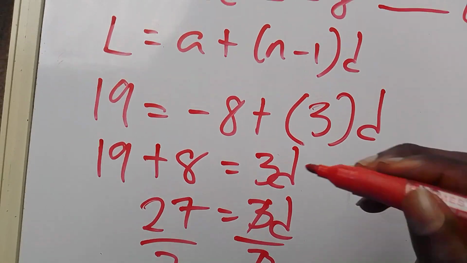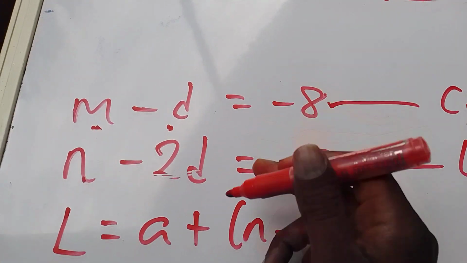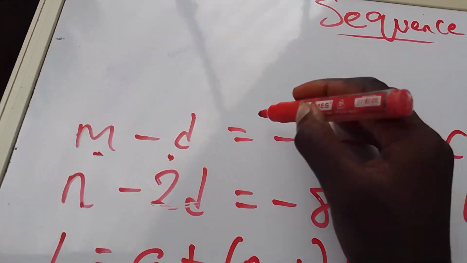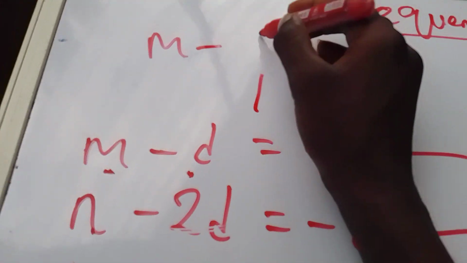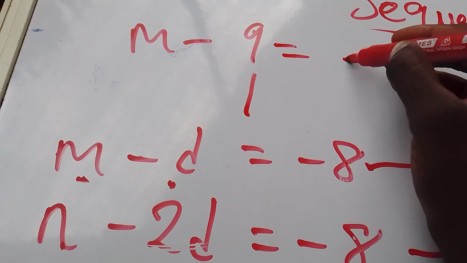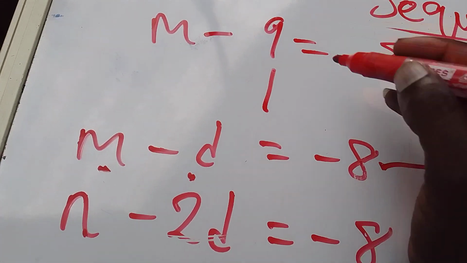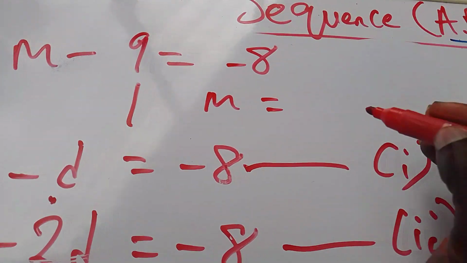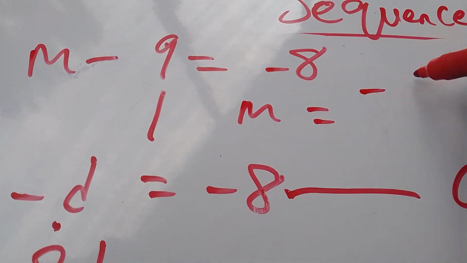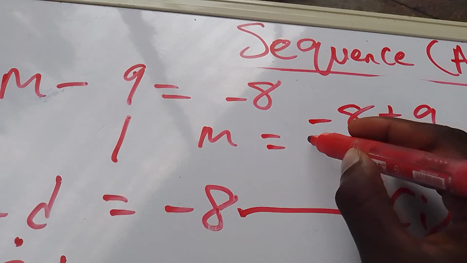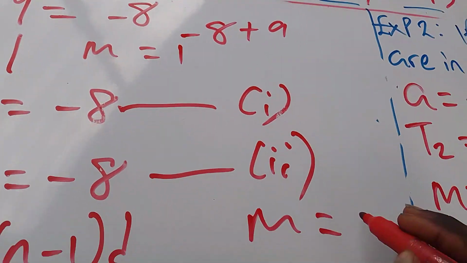That means I can now solve with my D in these two equations. From equation 1, m minus 9 equals minus 8. From here I can say my m equals minus 8 plus 9, and that is equal to 1. That means m equals 1.